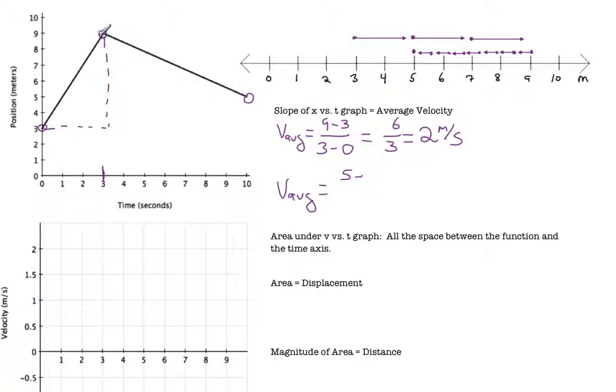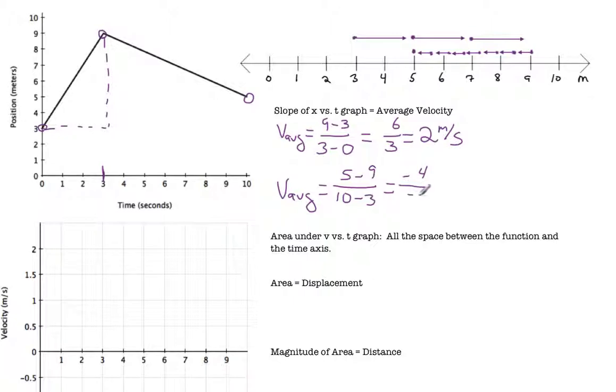The initial position is 9, or the final position from the first segment. See, 5 minus 9, we're going to end up getting a negative number in the numerator, so a negative average velocity. And in the time duration, we're going from 3 seconds to 10 seconds, so that's 10 minus 3, final minus initial. And if I work out that math, 5 minus 9 is -4.